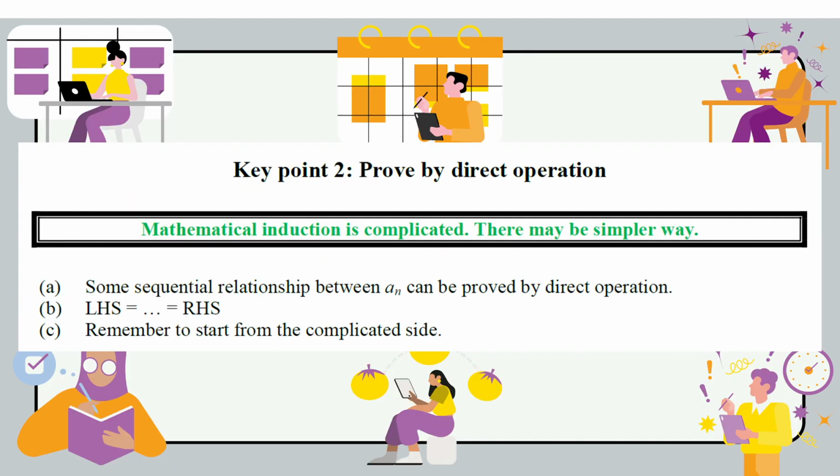Prove by direct operation. Sometimes mathematical induction is too complicated. In the exam, be careful. There may be some simple way to do so by direct operation, so you save a lot of time. Especially when you look at the past year, the marks is too little. It shouldn't be for mathematical induction, then use other way. Maybe just left hand side operation, and then you can go to right hand side. Of course, for this thing, just like what we have shared before, start from the complicated side.